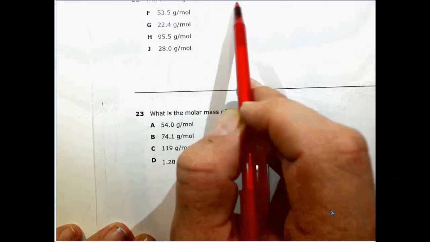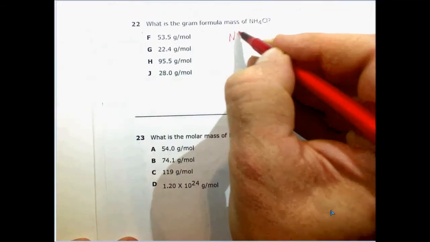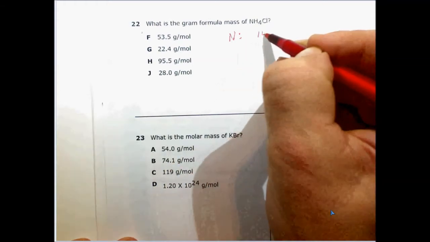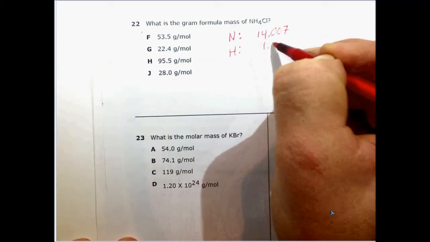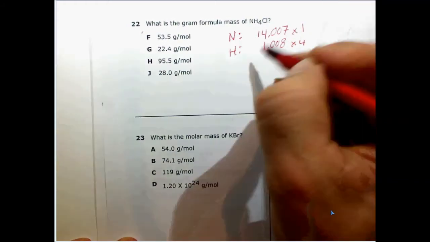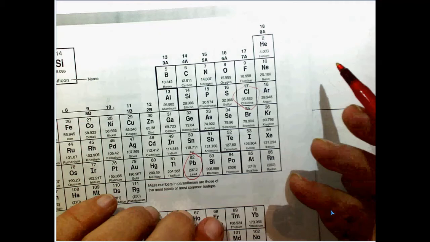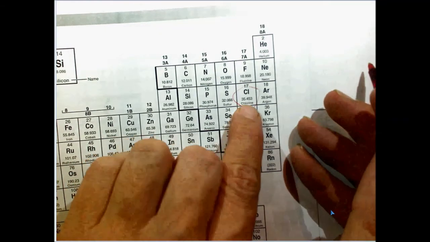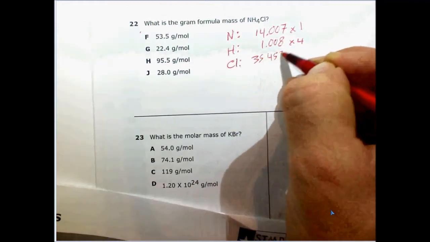What is the gram formula mass of NH4Cl? This is straightforward enough. N, we look on the periodic table, is 14.007. H is 1.008. We have to multiply that by 4, multiply N by 1, and Cl, I'll find my periodic table, is 35.453 times 1.